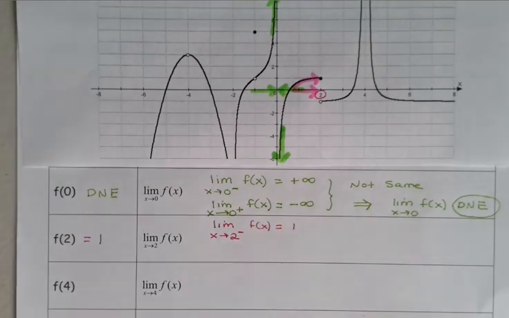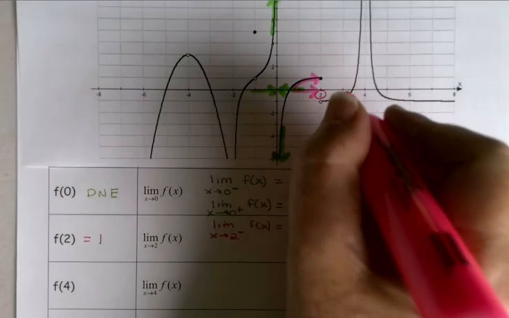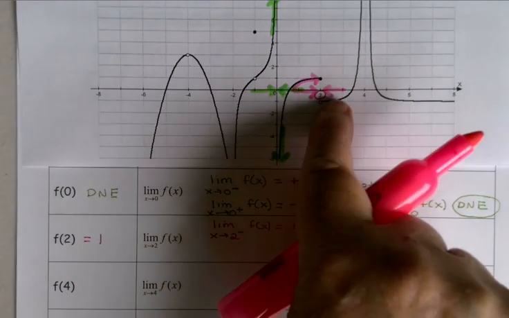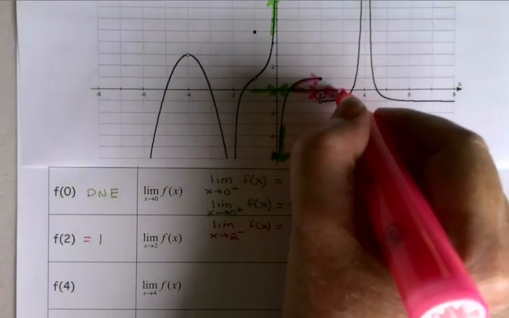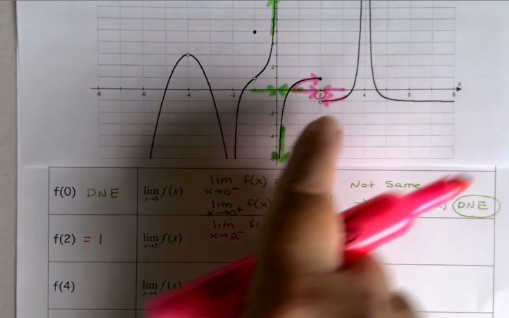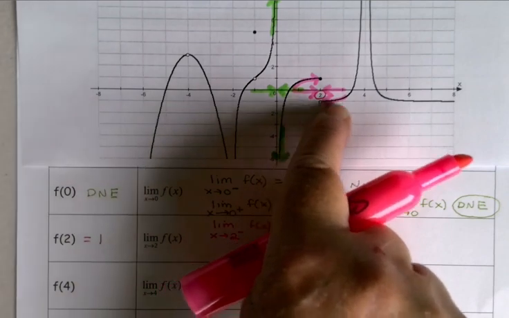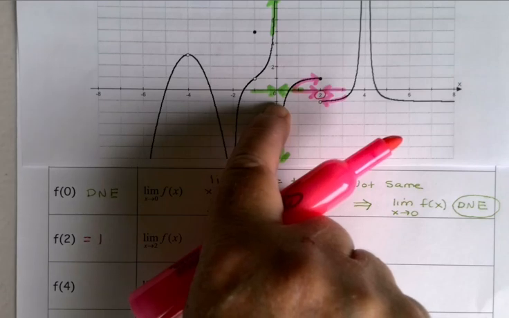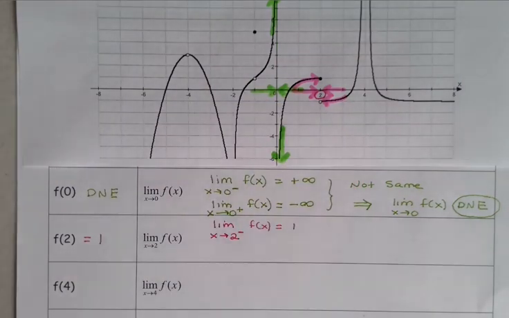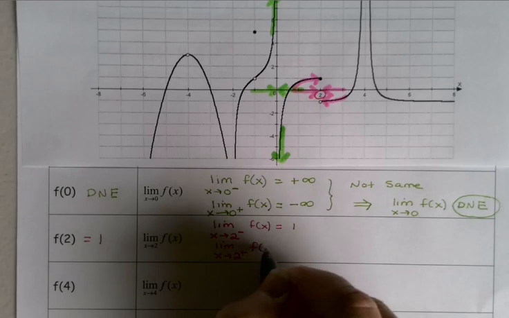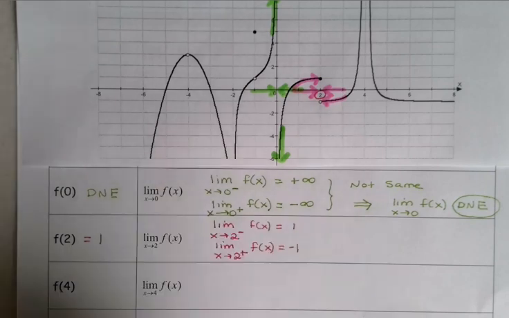Now what about if I approach 2 from the right side? Start on the right side of 2, get close to 2. The points on the graph that correspond to that would be the ones down here. And notice that although we never hit it, it looks like the y values were getting very, very close to negative 1. So I'll need to say that the limit as x approaches 2 from the right side for f of x is negative 1.